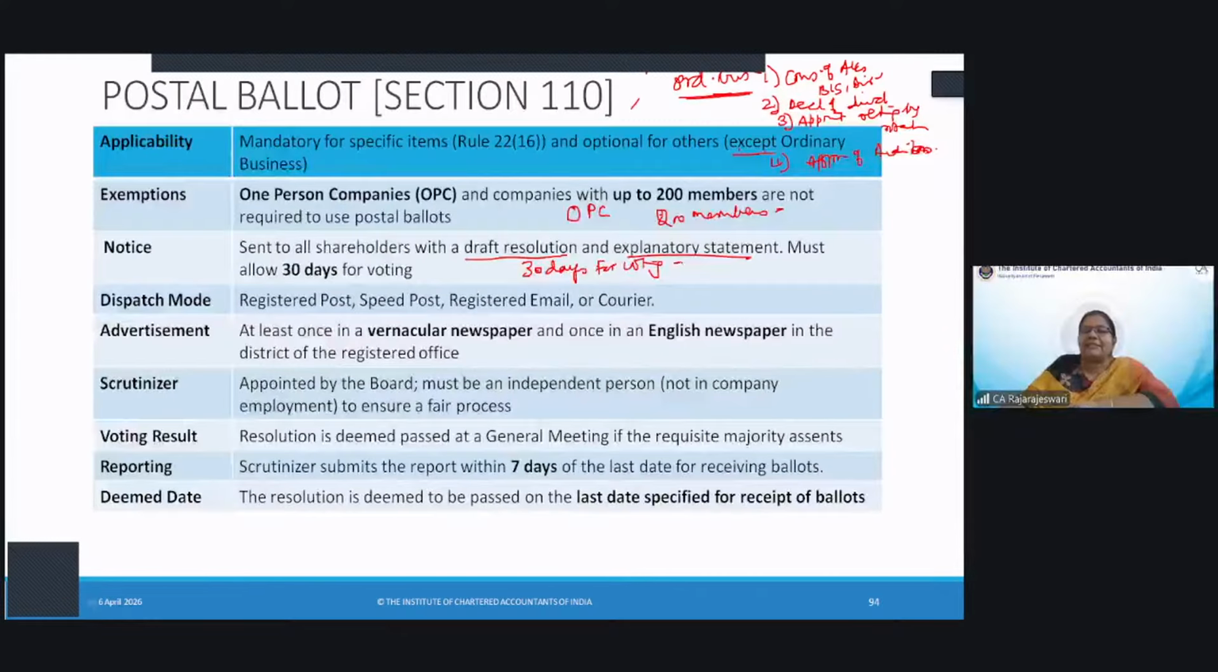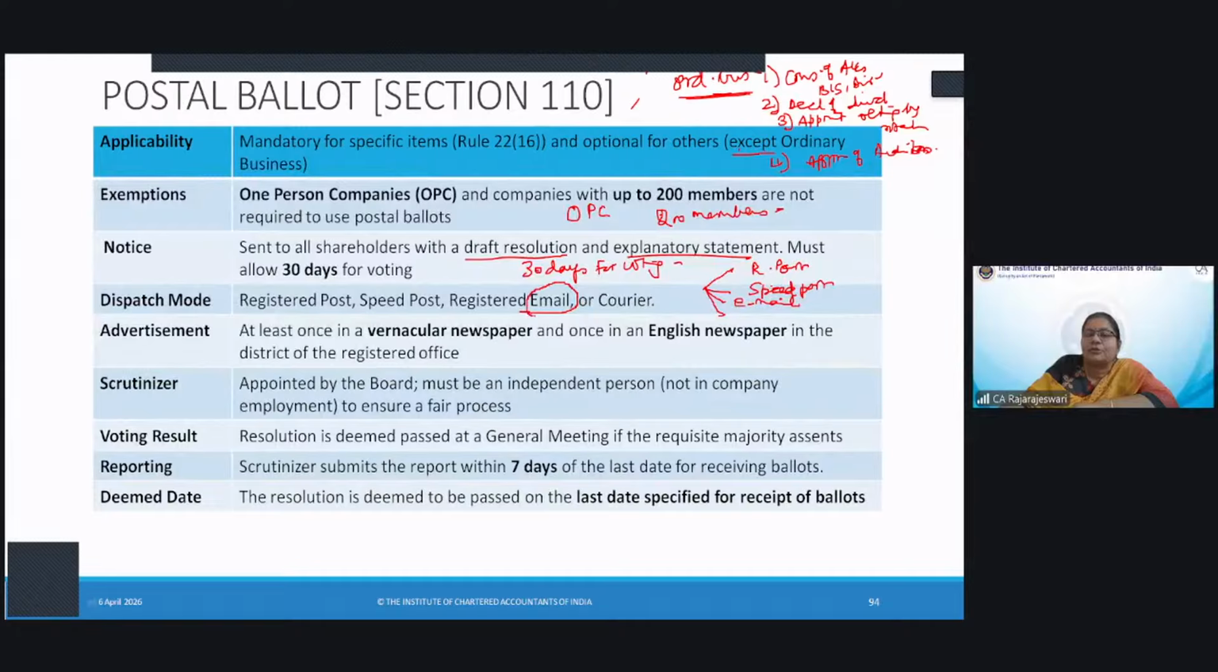So a 30 days time limit should have to be given to them. What are all the modes by which I can do it? I can send it by registered post. I can send it to the shareholders by speed post or in an email. Now, many companies follow only email. Though the act specifies otherwise, they make use of this email.